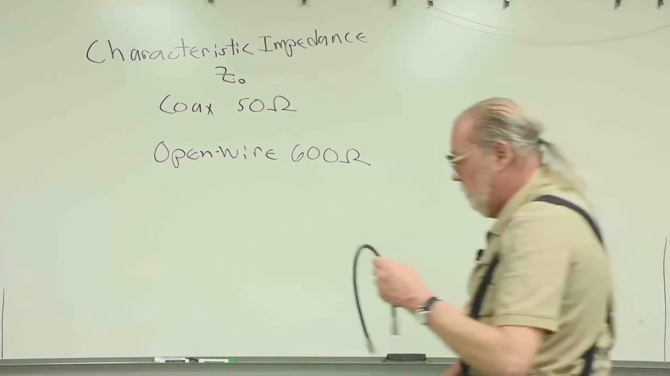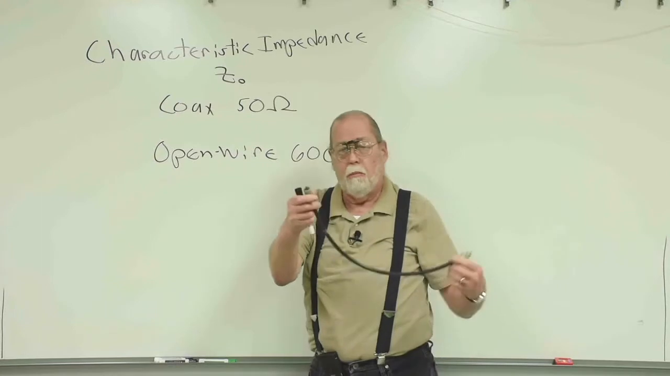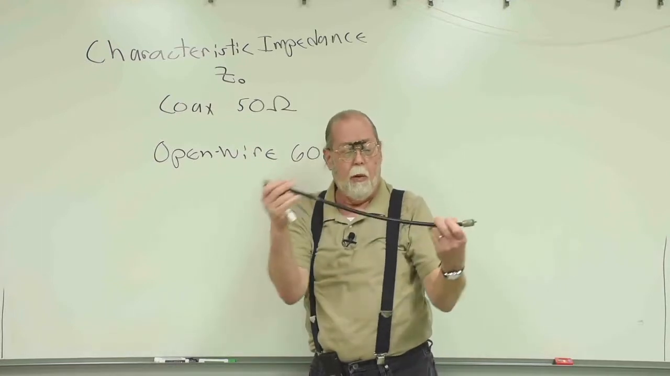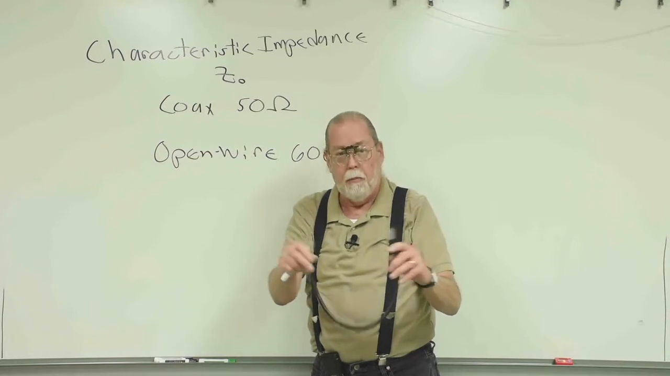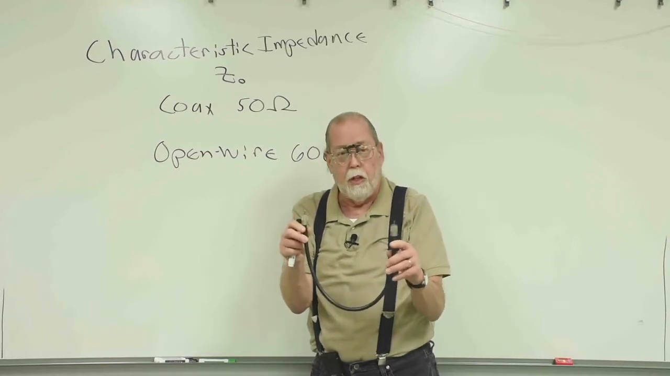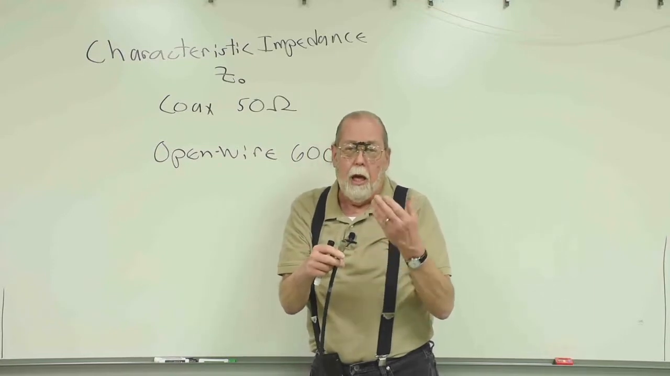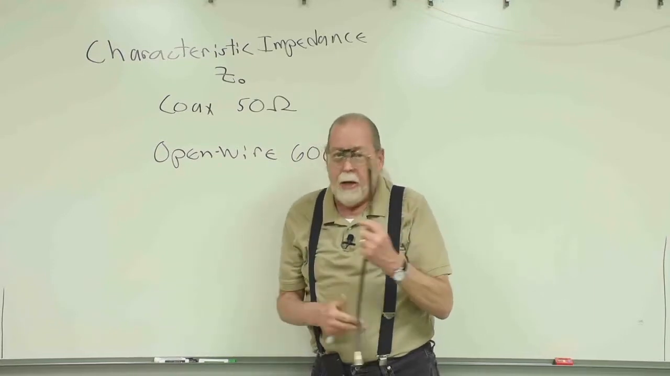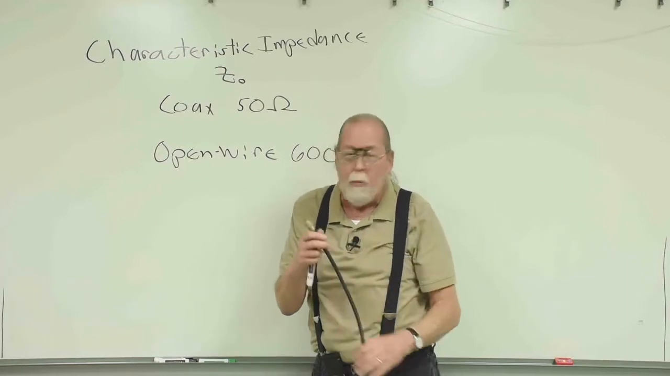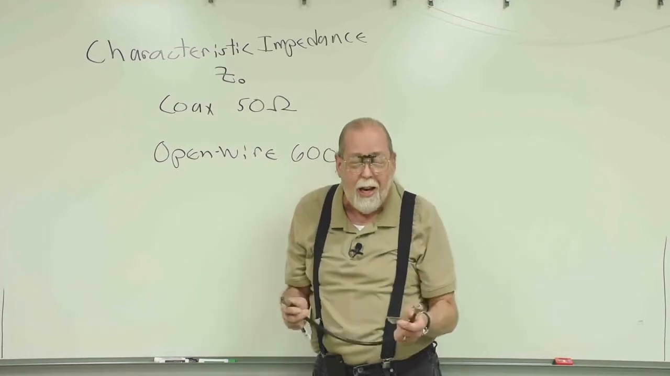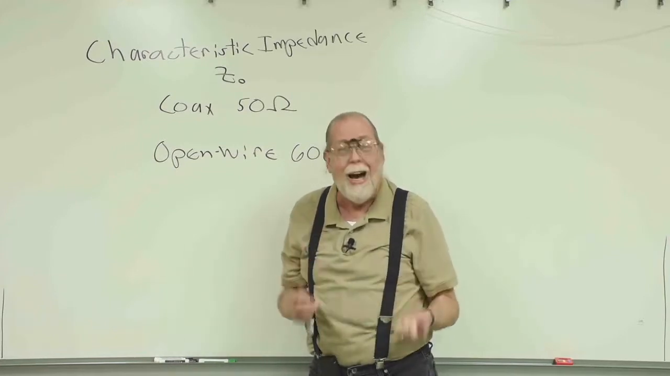Okay, here's a piece of RG8U, which is a typical coax you find in your shack. This is a 50 ohm line. This particular one is 50 ohms. But if you take an ohmmeter and you hook it up to this, I don't care how you hook the ohmmeter up to this, end to end, inside out, no matter what you do, you're never going to get 50 ohms. No way, no how.